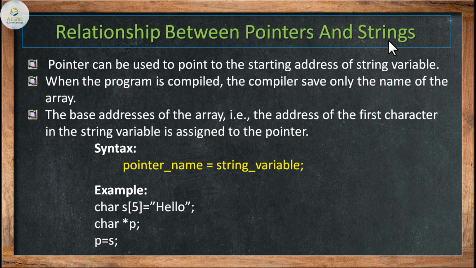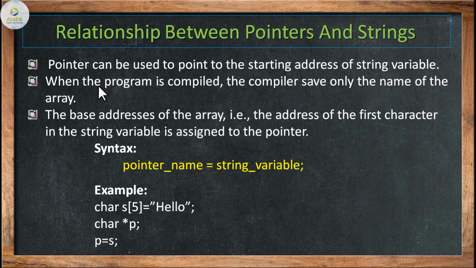Similarly, how we had the relationship between pointer and array, we also have the relationship between pointers and a string. Now in C++, a string is a collection of characters that is implemented by an array of characters. So an array storing multiple characters can be considered as a string. So pointers can also be used to point to the starting address of the string, just like pointing to the address of the array.